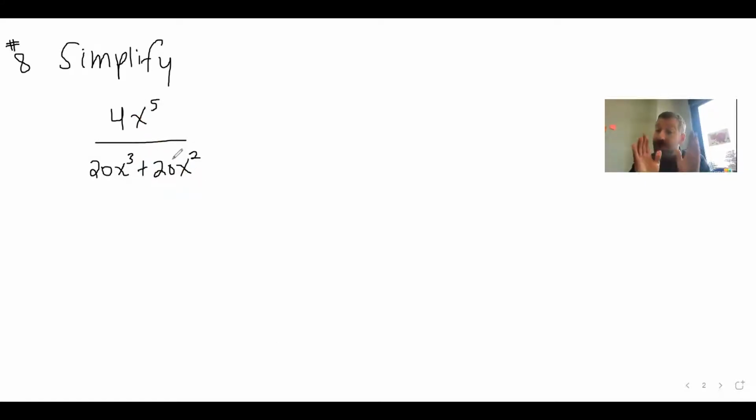And so what we've got to do is, again, we've got to turn this into multiplication. Now the top, there's nothing we can really do on the top, so let's just leave it for now. Let's leave it as 4x to the 5th. We could kind of separate it with times signs, but let's just leave it for now. And on the bottom, let's see. Okay, I can see that they both have a 20 and they both have several x's. So let's use GCF here.